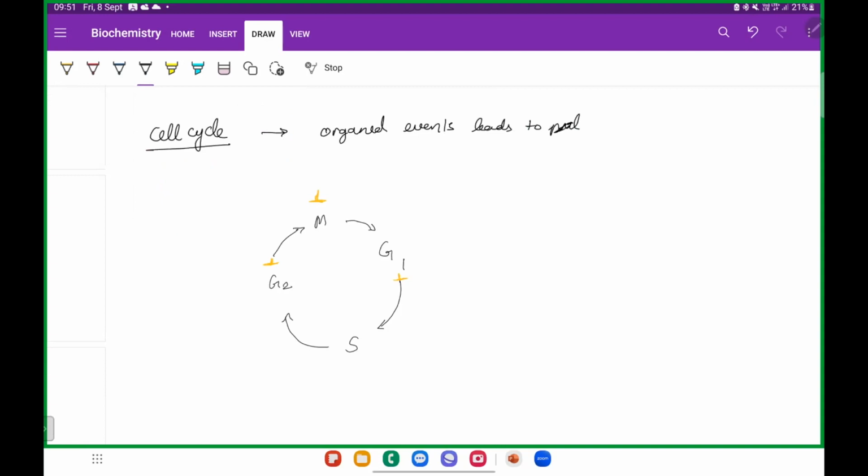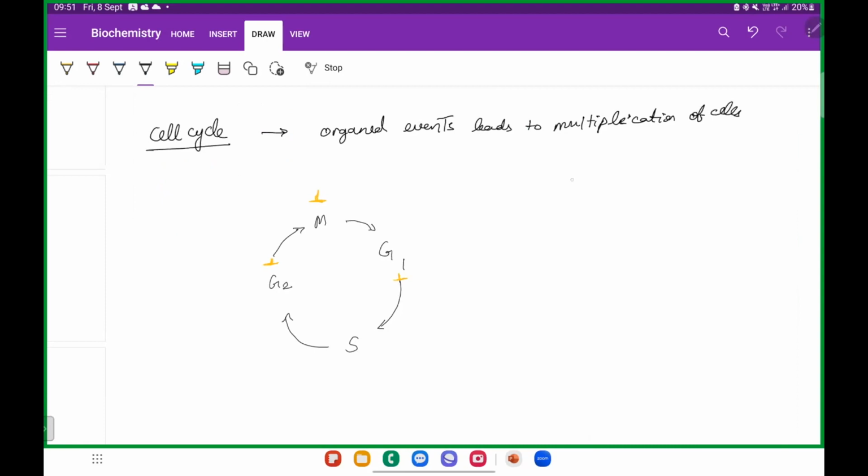So once a pluripotent stem cell forms, and we grow into a multicellular organism, you need the multiplication. You need multiplication of cells, isn't it? So the cell division should be an organized, programmed event.